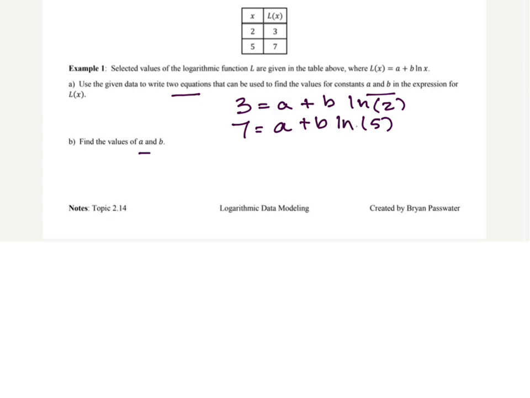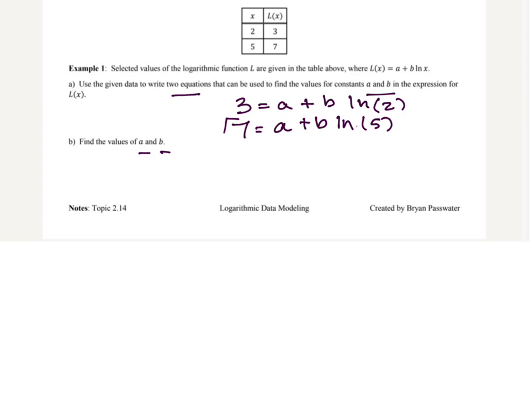And then it wants us to find the values of a and b. Substitution. You could do substitution. I wouldn't. You could, though. I prefer elimination when I'm dealing with a system. All right. Let's eliminate a variable. Which variable feels like it would be the easiest to eliminate? A. So how might I do that?